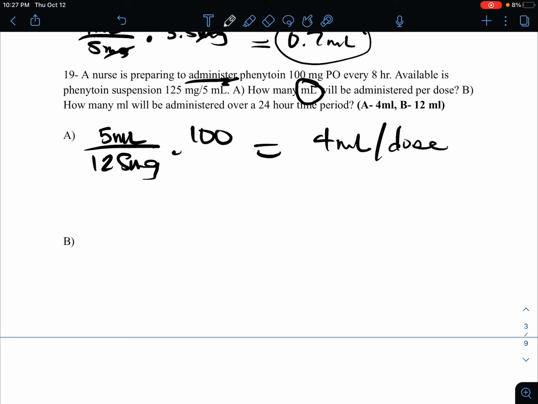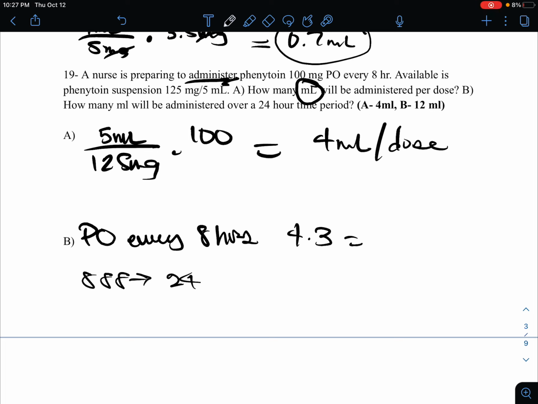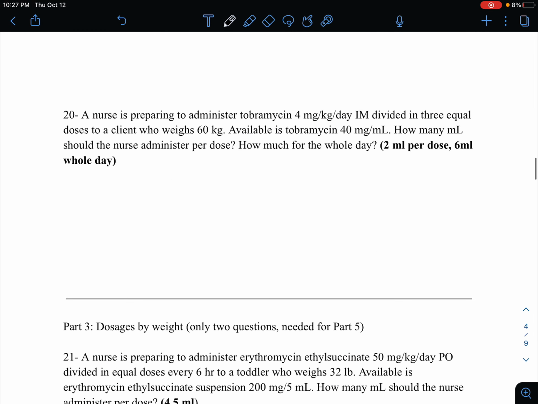How much are you going to give over a 24-hour time period? Okay, so you're doing it PO every 8 hours, right? So there are 3 times you can give that medication. 8, 8, 8 equals 24. So it'd be 4 times 3 equals 12 milliliters total for that patient. This will go on to our next couple questions.